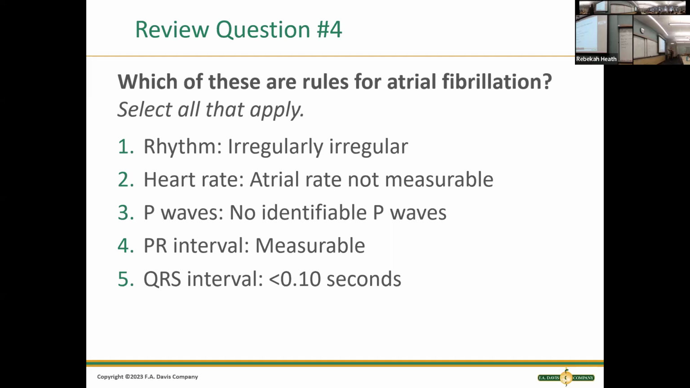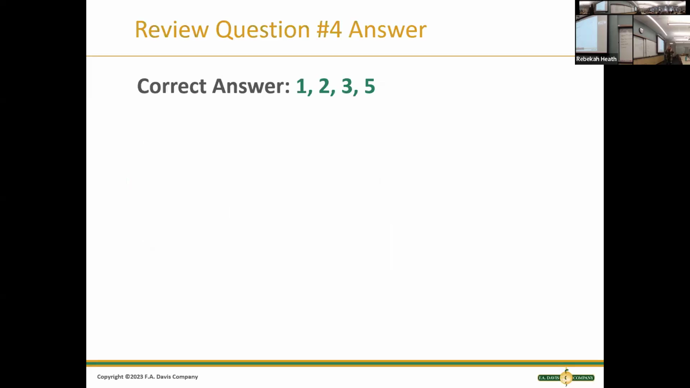Now, PR interval, is it measurable with AFib? No, so we can't really see those P wavelets. We can't measure how long from the P wave to the QRS. And then the QRS complex, is it nice and tidy? 10 or less? Yeah, it is. So that means that it's atrial fibrillation.